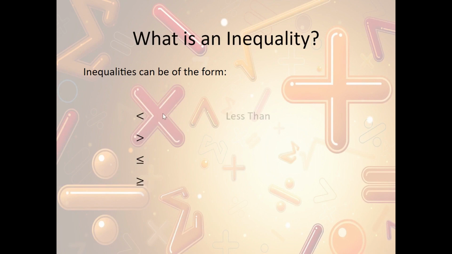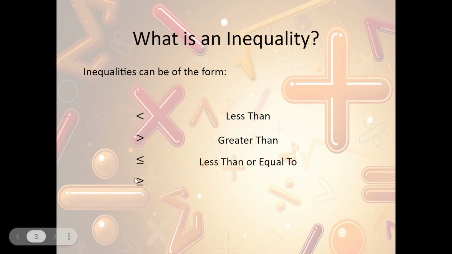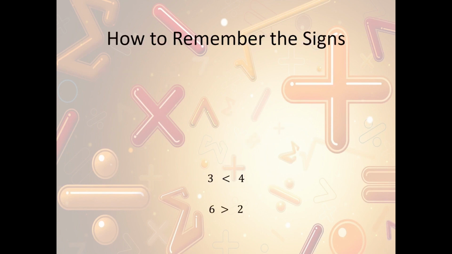Well, this first symbol means less than. This one then means greater than. This one means less than again, right? Because that's this arrow. And the bar means or equal to. So this is less than or equal to. And this arrow here meant greater than, and the bar means or equal to. So it's greater than or equal to. So those are the different inequalities.